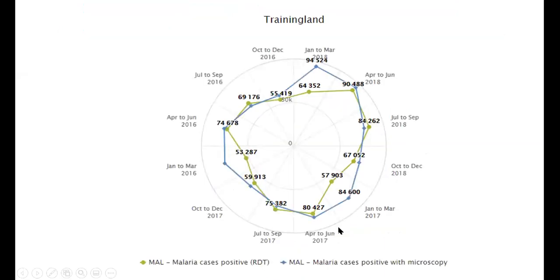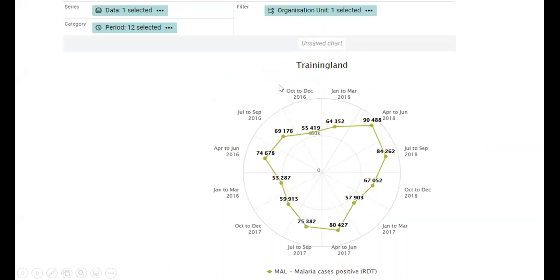Okay. And this is another example. Here, of course, you have only two items, the cases positive and the positive is microscopy, which is much easier to define compared to the previous one, right? And if it is just one data item we try to visualize in the radar chart, it is much, much easier. So let me ask this question of one of you: how can you interpret this chart that you're seeing here? What do you see?